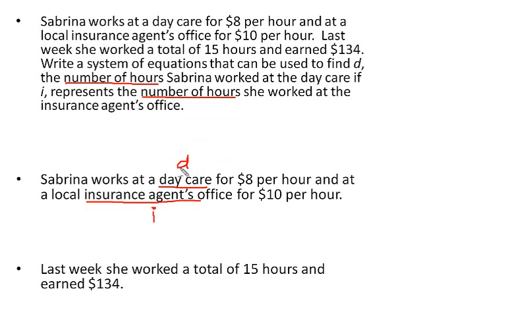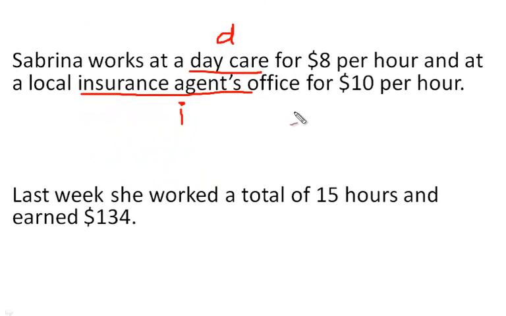So with these two variables, I know she worked D amount of hours at the daycare, I amount of hours at the insurance office. So if I add these together, I could say that D plus I, the number of hours she worked at the daycare plus the number of hours she worked at the insurance agent's office, is equal to 15, because she worked a total of 15 hours. Okay, so that's one equation.